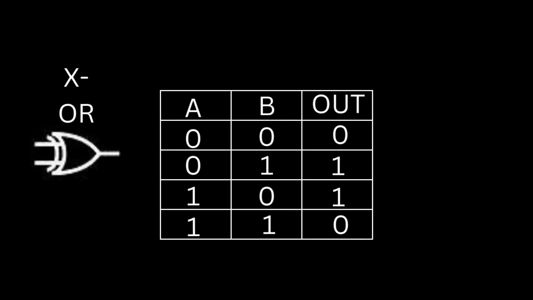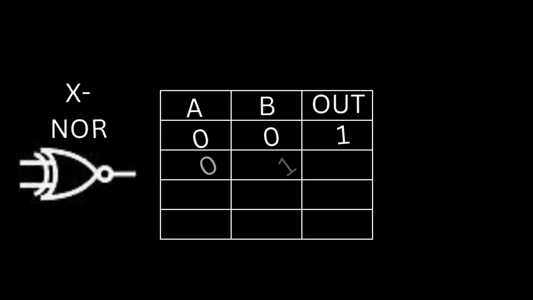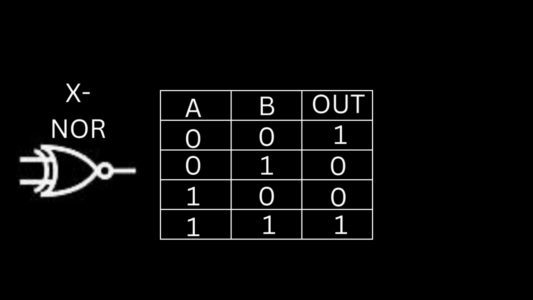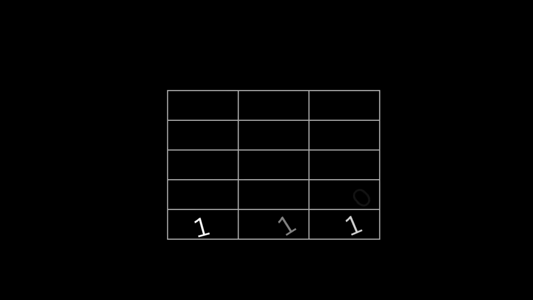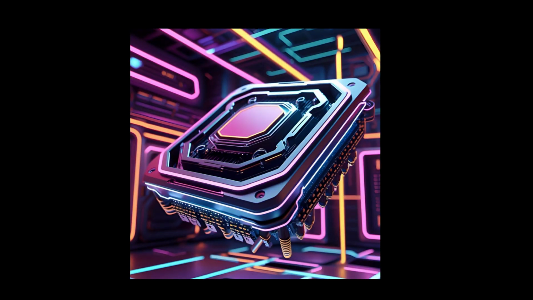XOR gate, exclusive OR gate, outputs 1 when the inputs are different and 0 when they're the same. XNOR gate, the opposite of XOR, outputs 1 when the inputs are the same and 0 when they're different. These truth patterns define how digital systems make decisions at their most basic level.